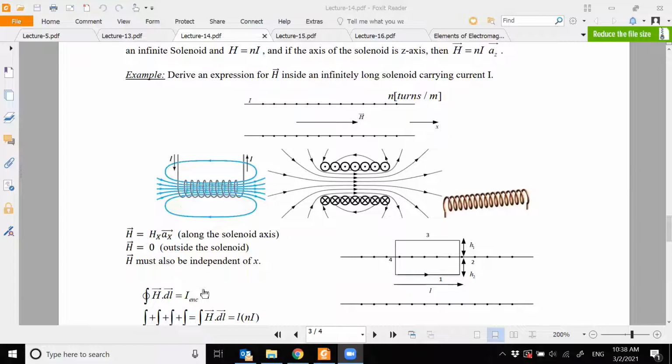So what is actually a solenoid? A solenoid is very similar to your toroid, except that the wire is wound in a straight horizontal direction. And it can be wound on some material like this. This material is our core material. Very similar to your toroid.